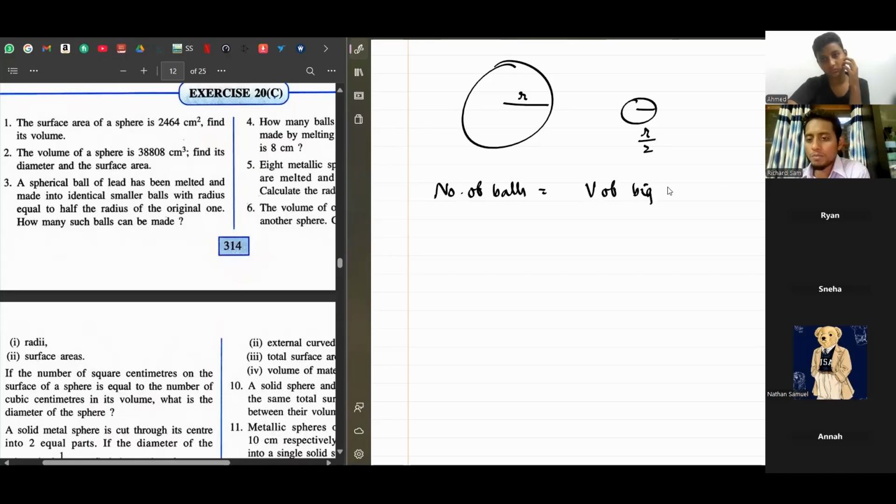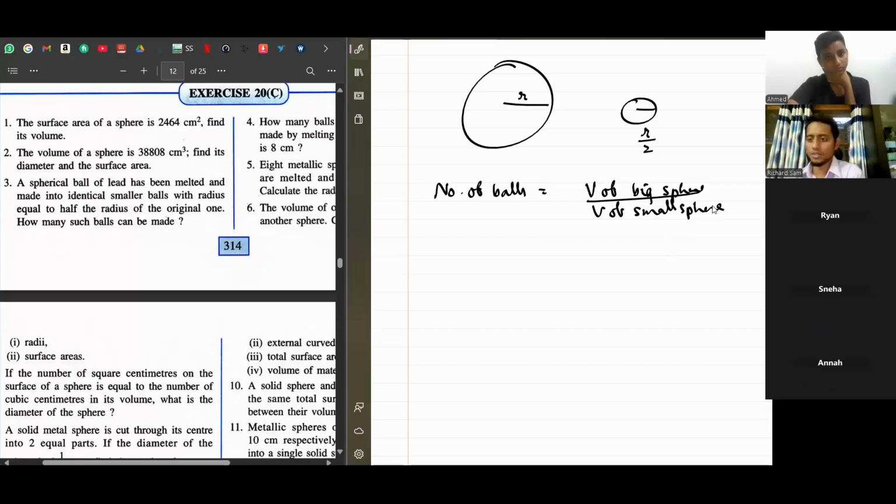Volume of the big sphere divided by volume of the small sphere. Correct? We have done this sort of thing before, no? Big one's volume divided by the small one, we'll get the number. Okay. All right. So we don't have the number.